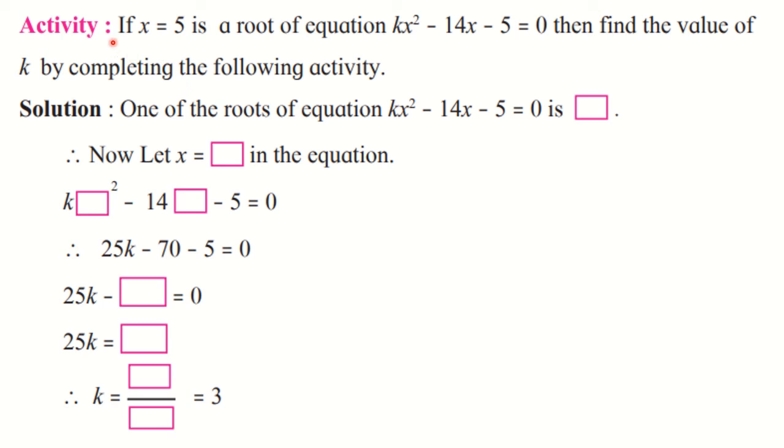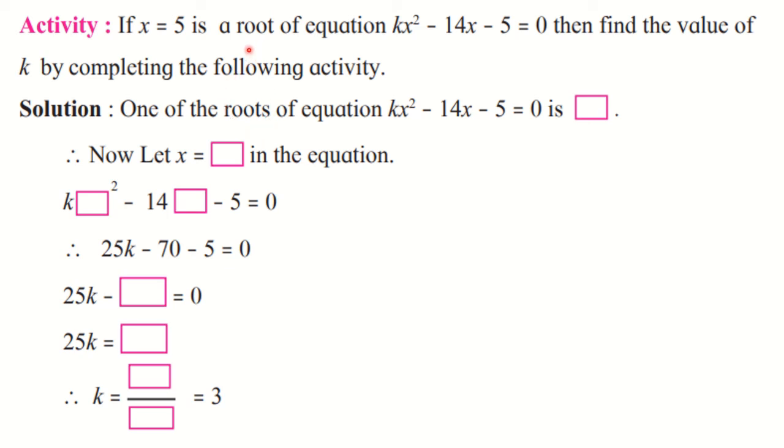Now what they have said here is, if x is equal to 5 is a root of the equation kx square minus 14x minus 5 is equal to 0, then find the value of k by completing the following activity. We have to complete this activity. Okay. So all of you, if you want, you can solve it along with me. As I am saying, you go on writing. So one of the roots of the quadratic equation kx square minus 14x minus 5 is equal to 0 is... The answers are present here only. You have to write the proper answers.